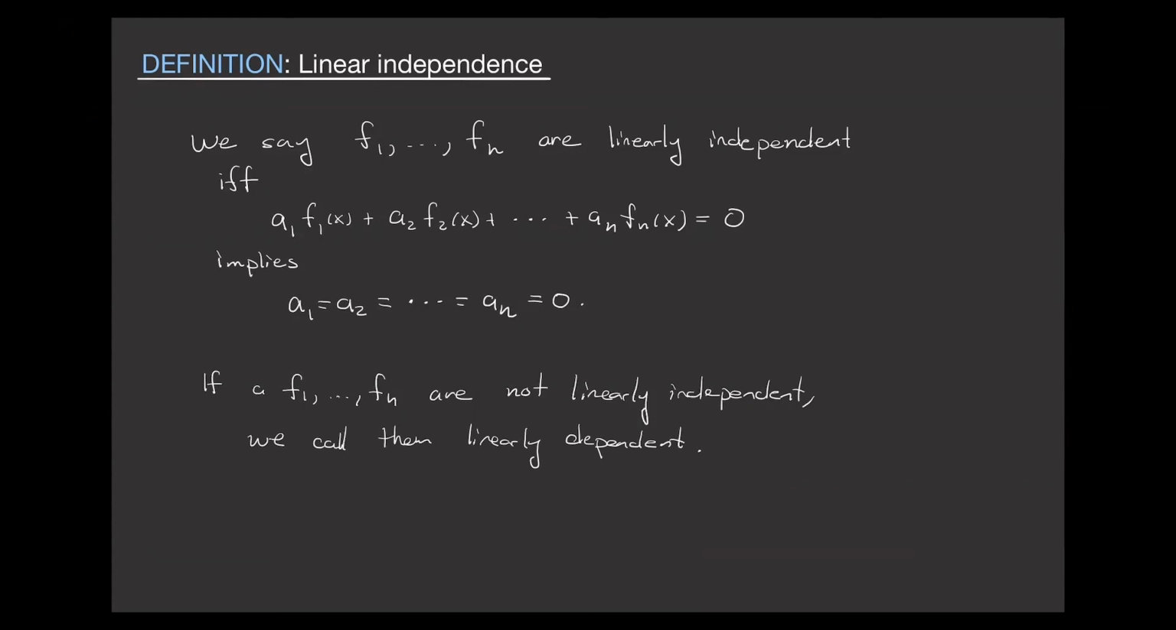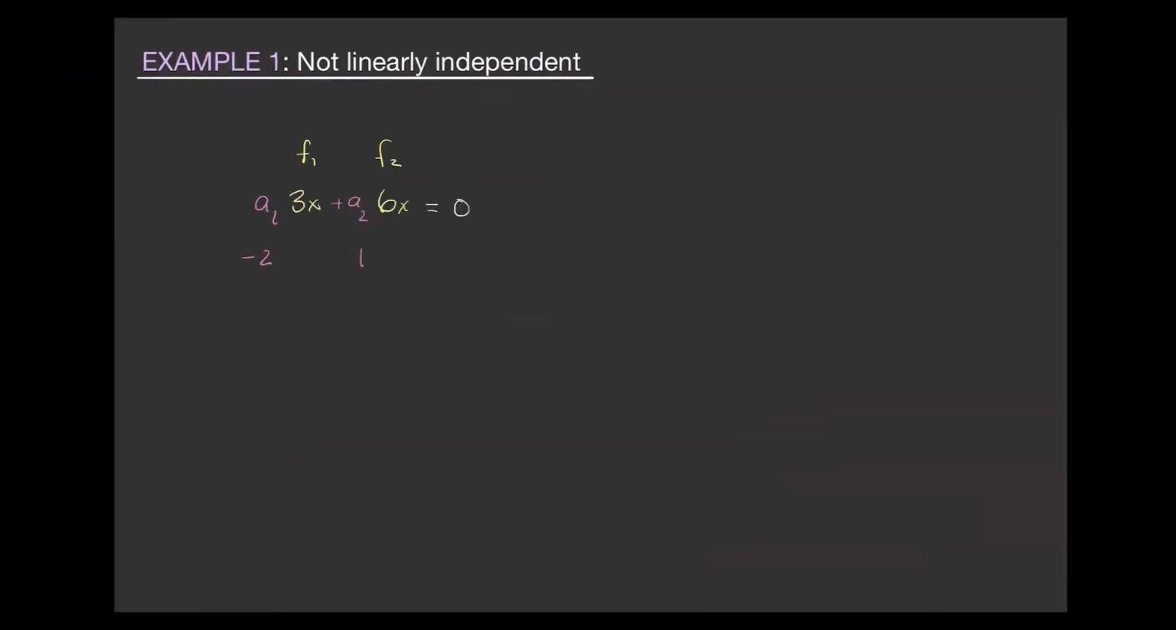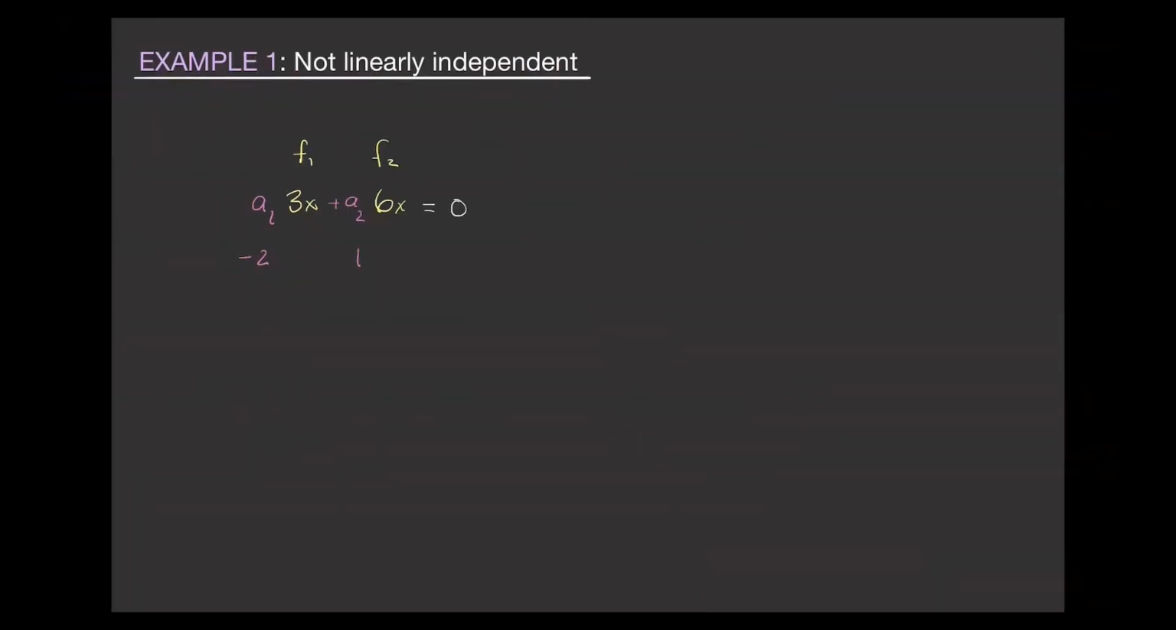In this first case, I'm going to flip back to the example. In this first case we looked at, these are not linearly independent. So 3x and 6x are linearly dependent.